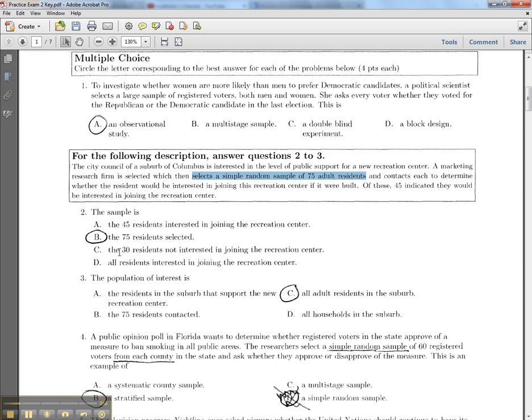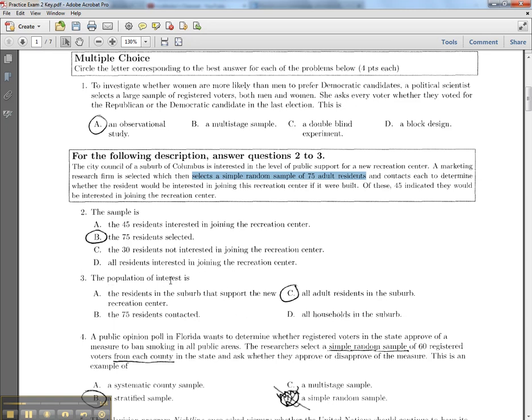And then it's not C, because this is also just part of the sample: the 30 residents not interested in joining the recreation center. And then D, that's not the sample, because this is more all residents interested in joining the recreation center. Again, that's not the sample either.